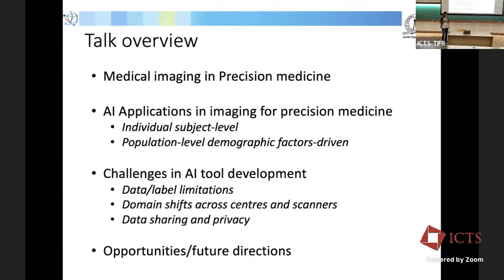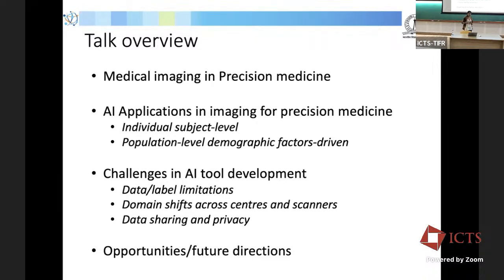So today I'm going to talk about AI in medical imaging for precision medicine. Before I dive into the topic, I would like to give a brief overview of how this talk is going to be organized. First, I will introduce the importance of medical imaging in precision medicine, and later I will move on to AI applications in imaging for precision medicine, focusing on a few of my works in AI applications at the individual subject level and also for population level analysis of different diseases and their progression. Then we will see the major challenges in AI tool development in clinical settings.